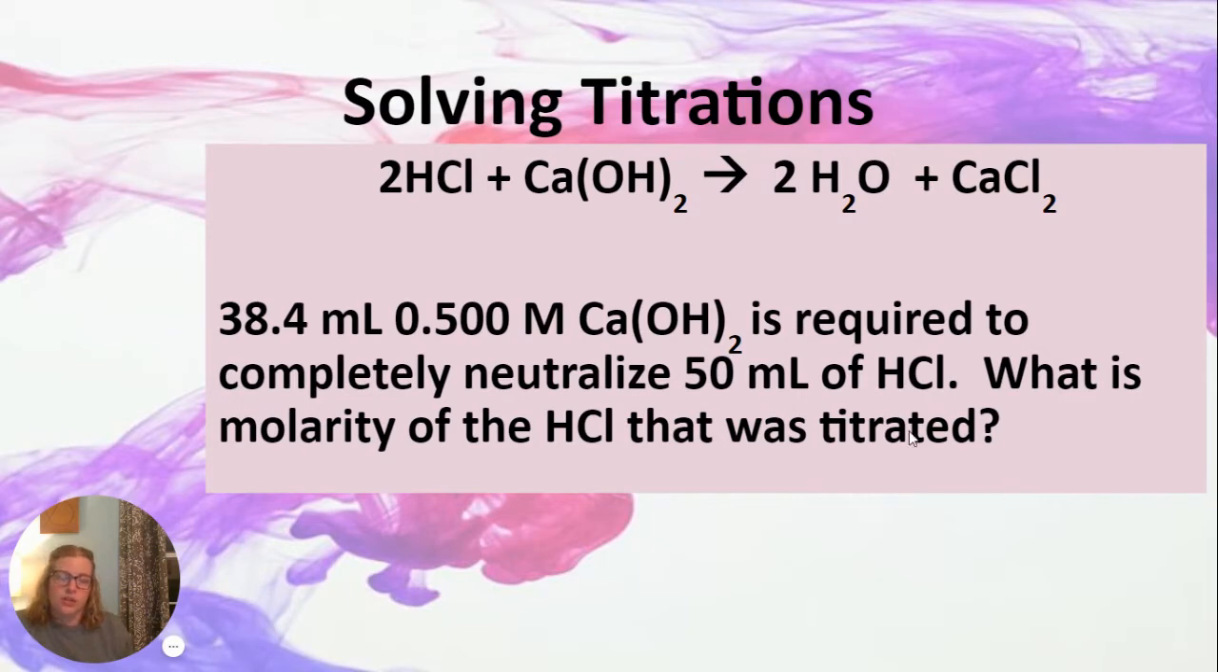So here's our titration. We're going to have hydrochloric acid and calcium hydroxide mixing together to make water and calcium chloride. So if you read the problem, it says 38.4 milliliters of 0.5 molar calcium hydroxide is required to completely neutralize 50 milliliters of HCl. What is the molarity of the HCl that was titrated? So the idea is that I don't know what the molarity of this is. I do know how much it took of this calcium hydroxide. And so if I know the volume, I can figure out the molarity of the unknown.